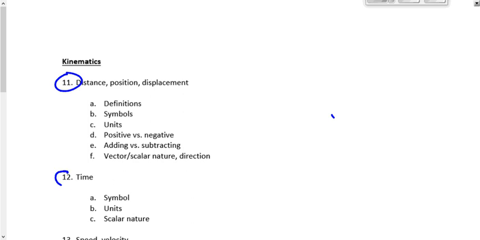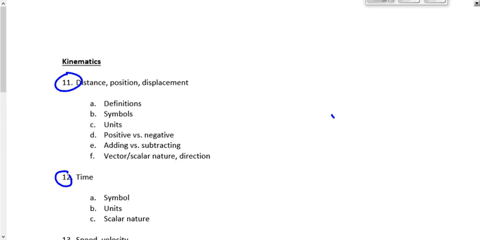11 and 12. We defined 4 terms: distance, position, displacement, and time. You guys remember what the definition for distance was? That's the easy one, right? Yep, Jack? Yeah, it's just how far something travels, or how far something's moved.